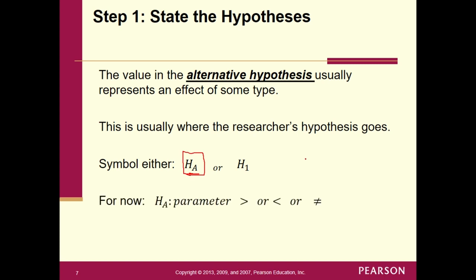So for now, you might see H sub A, and then you have some sort of parameter. And now the alternative is either going to get a greater than sign, or a less than sign, or a not equal to sign. And it just depends on the problem. So we'll have to figure that out when we read the problem. So for instance, you might see something like mu is greater than 10, or mu is less than 20, or p is not equal to 0.4. All right, and so it's either going to get a greater than, less than, or not equal to sign, and you'll see how to determine that here in a little bit.